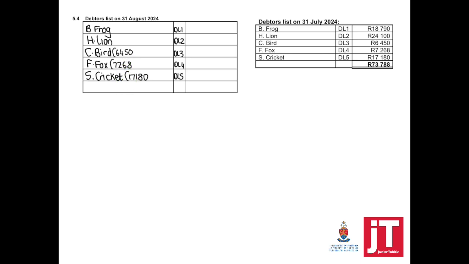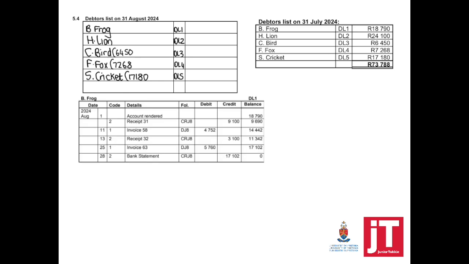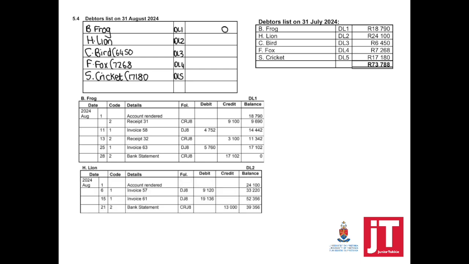So what we do is we write the balances from the debtors list, and then we're going to look at the journals. And every time there was a purchase by the debtor, we're going to add it to their balance. Every time there was a payment, we're going to deduct it. So B Frog was already done, so we can just write the balance. Lion, we've done that, so we write the balance.